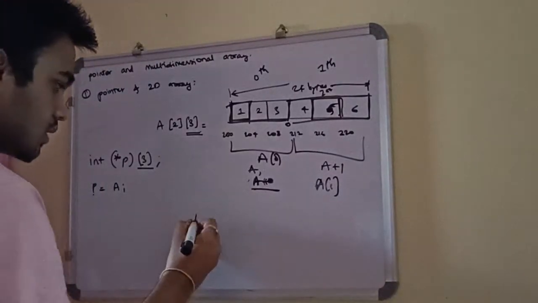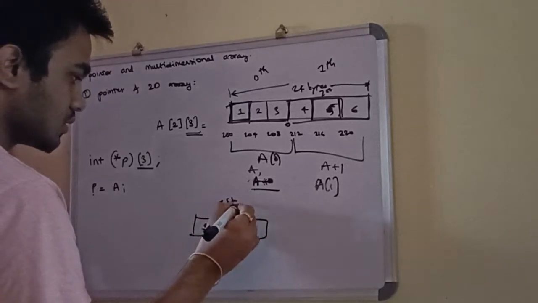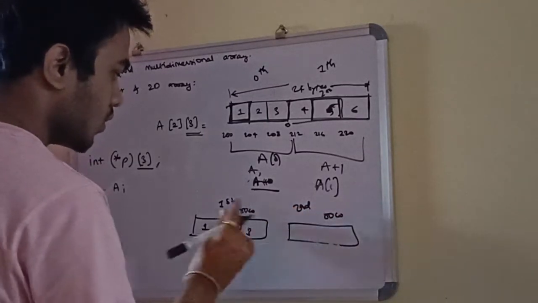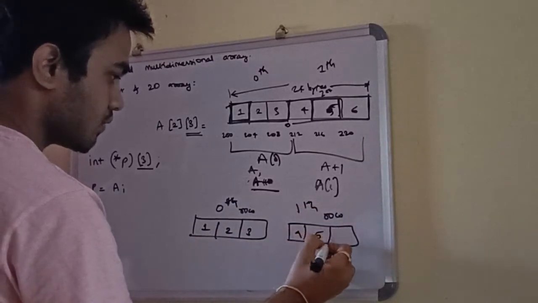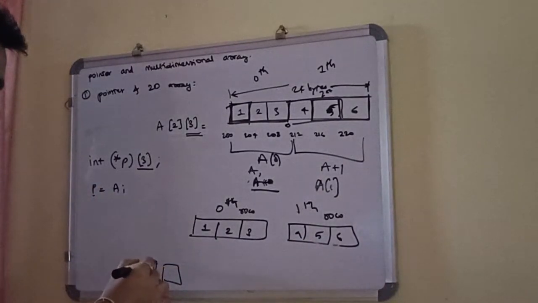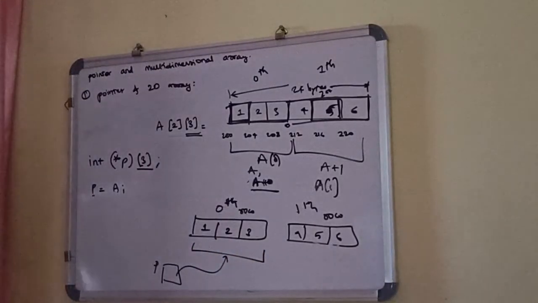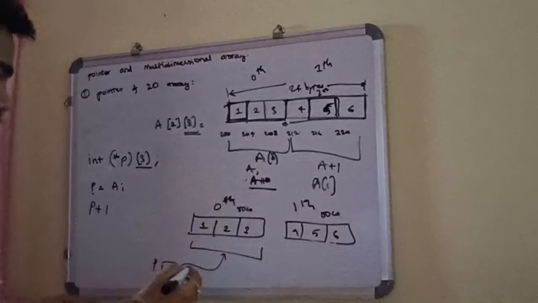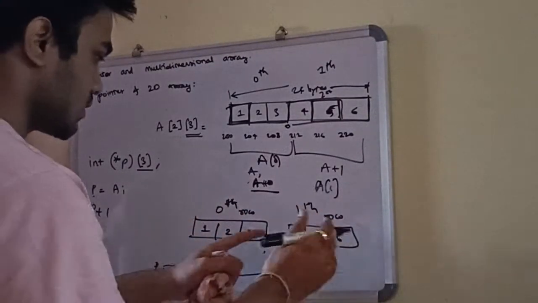So this is the first row, this is the second row, or we can say this is the 0th row, and this is the first row. Here it is 4, 5, 6. Now p is equals to a, that means p is pointing to the whole array. So if I do p plus 1, this p plus 1 will point to the next row or next block of size 3.